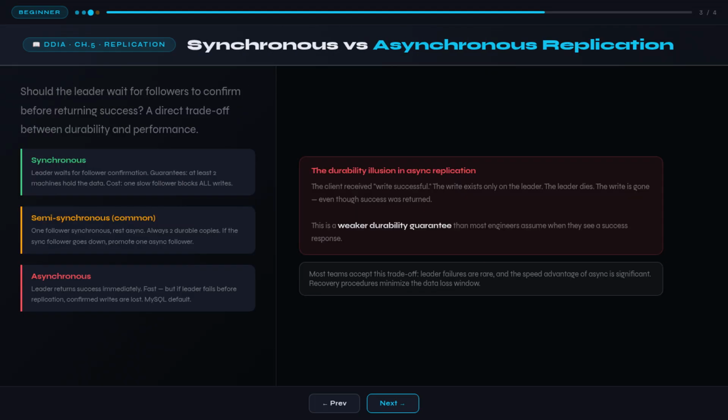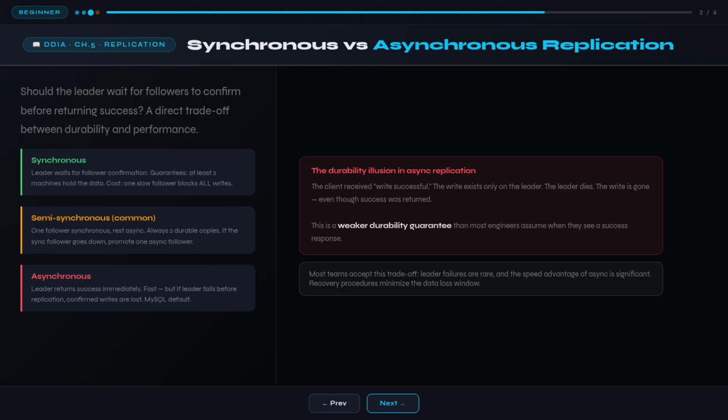Here's a question that sounds simple but has enormous practical consequences. When the leader receives a write, should it wait for followers to confirm they've applied the write before telling the client success? That's the synchronous versus asynchronous replication choice, and it's a direct trade-off between durability and performance. In synchronous replication, the leader waits for a follower to confirm the write before returning success to the client.